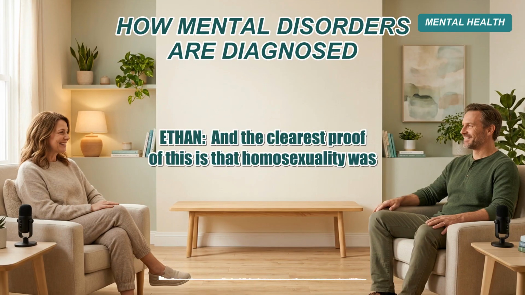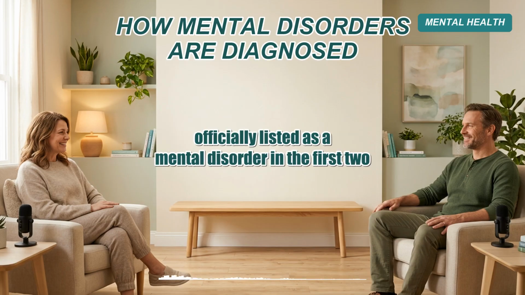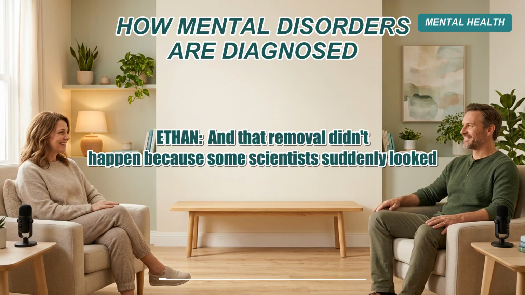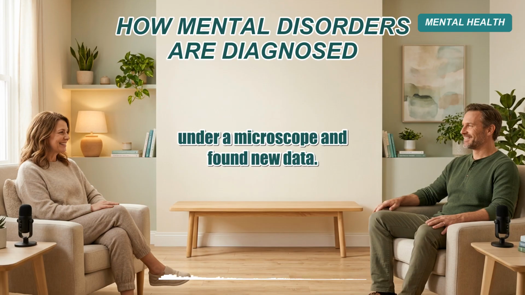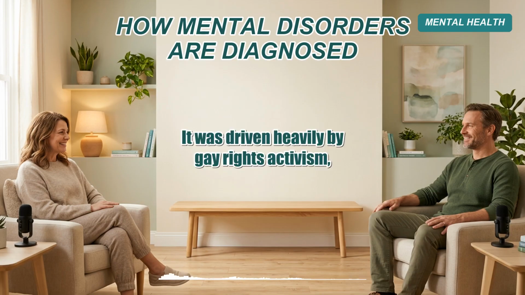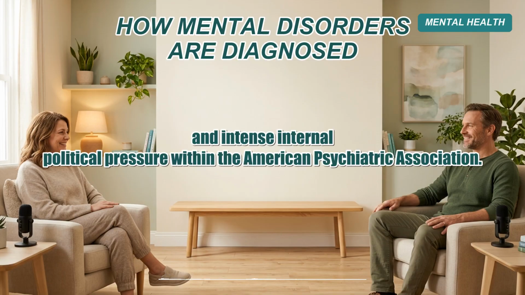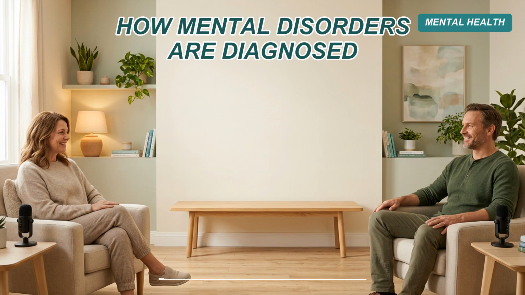And the clearest proof of this is that homosexuality was officially listed as a mental disorder in the first 2 editions of the DSM. It was. It was only removed in 1973. And that removal didn't happen because some scientist suddenly looked under a microscope and found new data. It was driven heavily by gay rights activism, changing social attitudes, and intense internal political pressure within the American Psychiatric Association. It was a social shift, not a biological discovery.